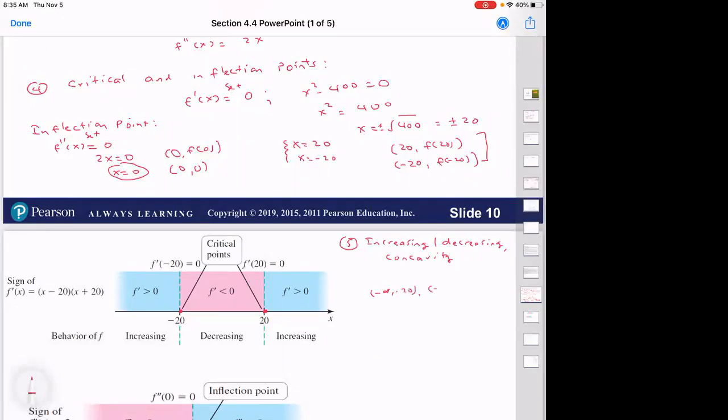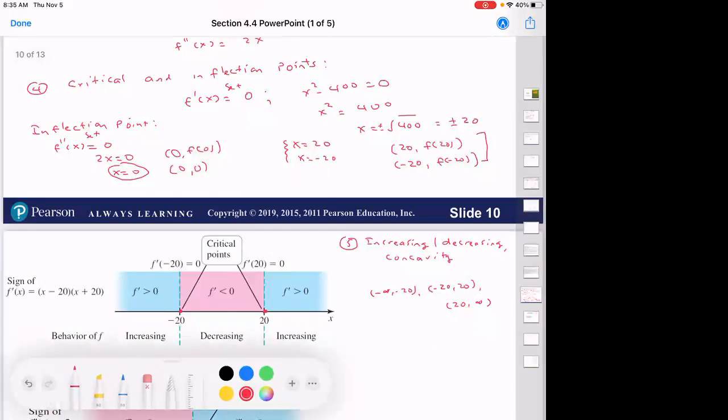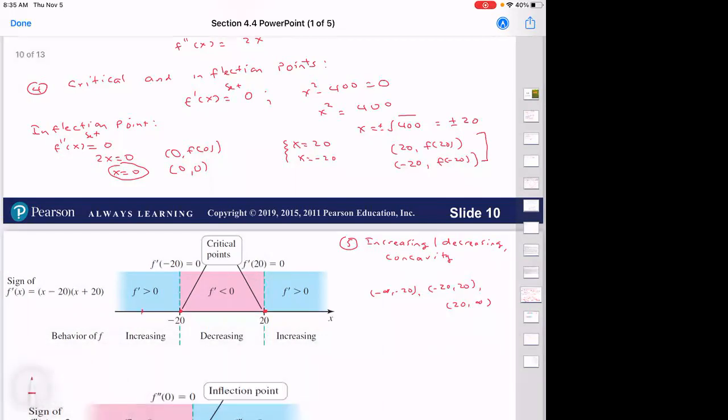Do you include the endpoints? No, right? What we are trying to determine is where the derivative is positive or negative. At both -20 and 20, the derivative is 0. At these critical points, the derivative is 0. They're the turning points. So you choose a test point here.